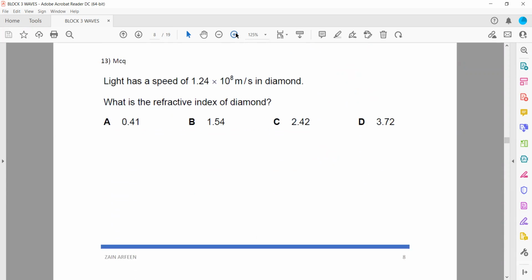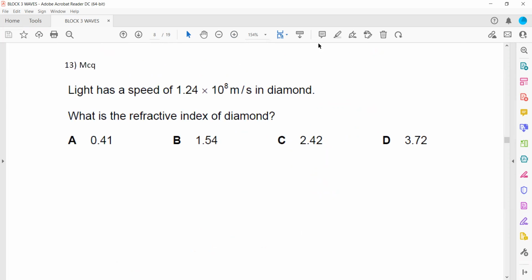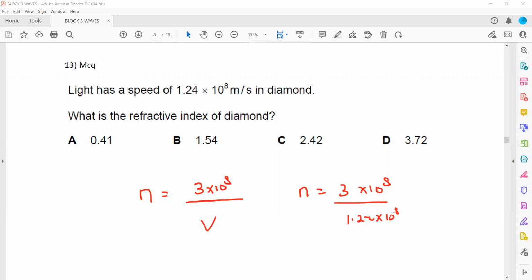Light has a speed of 1.24 × 10^8 meters per second in diamond. What is the refractive index? The formula to get the refractive index in terms of speed is the speed of light in air divided by the speed of light in the medium. So n equals 3 × 10^8 divided by 1.24 × 10^8. When this cancels with this, it is actually 3 divided by 1.24. When 3 is divided by 1.24, this gives us 2.42. So C will be the right answer.